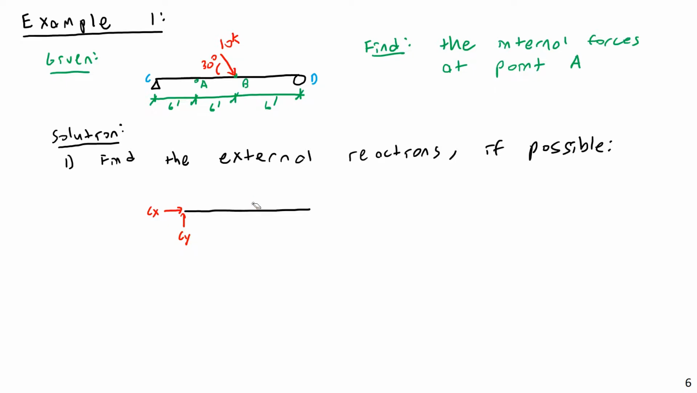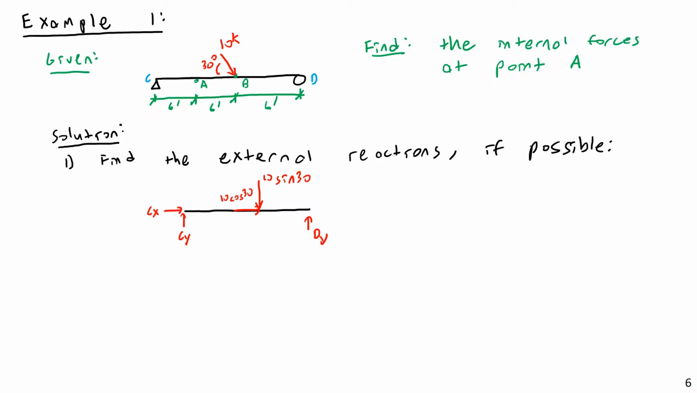Now I will go ahead and separate this into horizontal and vertical components. So I have, that's going to be 10 cosine 30, and then downward we'll have 10 sine 30. And then at point D we'll have a vertical force of magnitude Dy. So we'll have a vertical force which we'll call Dy.